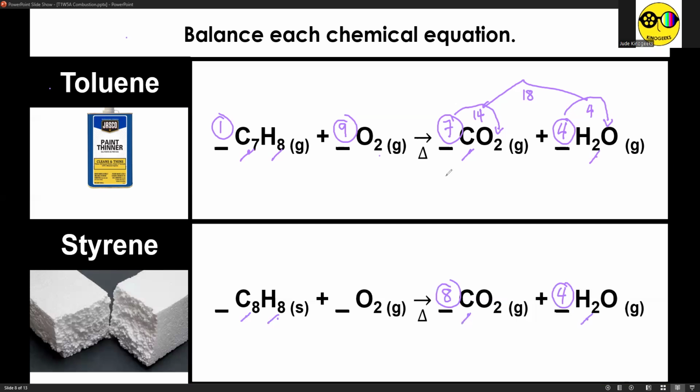Now, for oxygen atoms, there are 8 times 2 equals 16 oxygen atoms in carbon dioxide. And you have 4 times 1 equals 4 oxygen atoms with water. So 16 plus 4 will give us a total of 20 oxygen atoms at the right side. And on the left side, you only have 2 oxygen atoms. So for 2 to become 20, you have to multiply oxygen by 10, leaving styrene with a coefficient of 1.